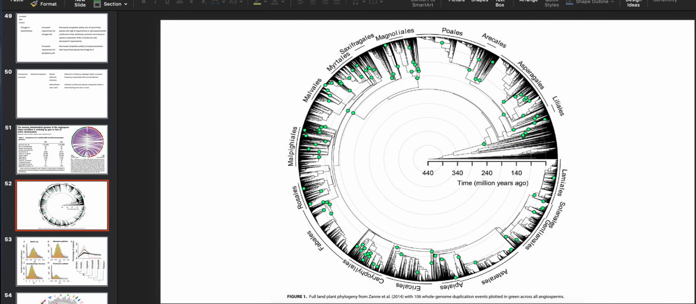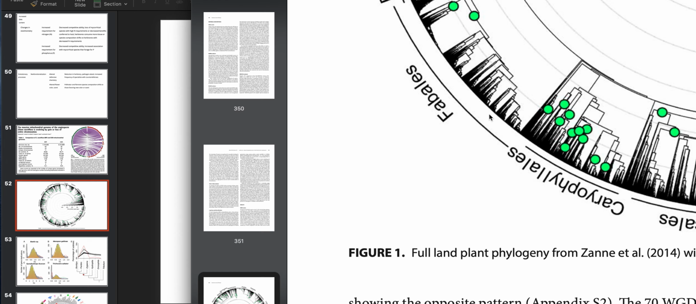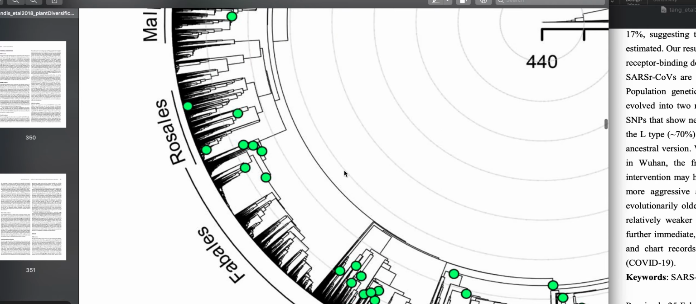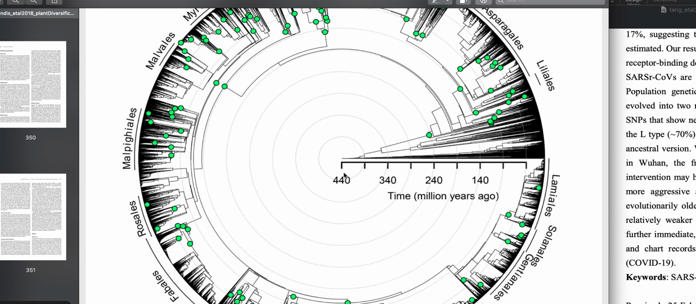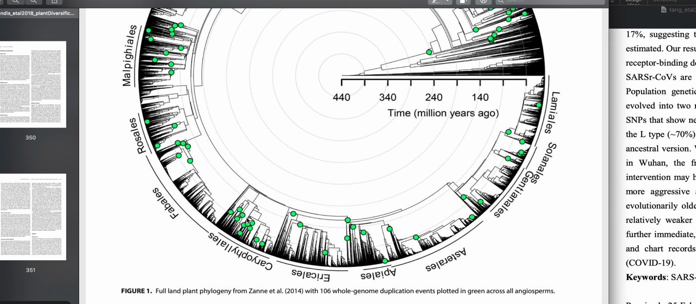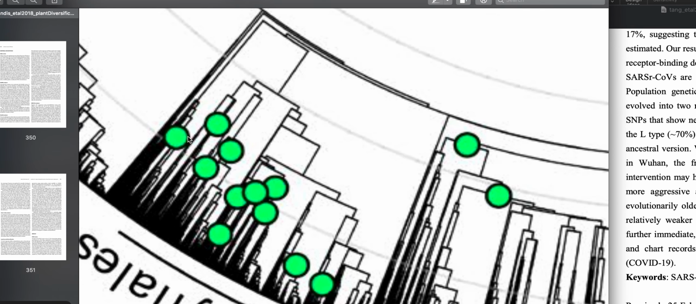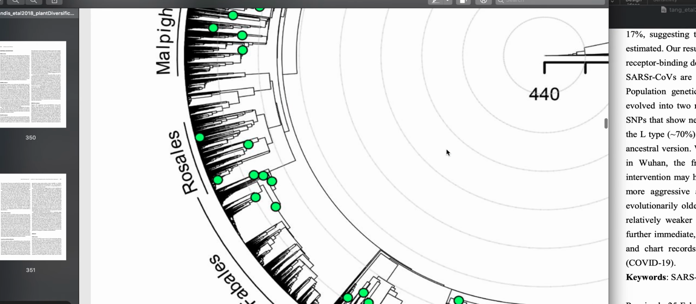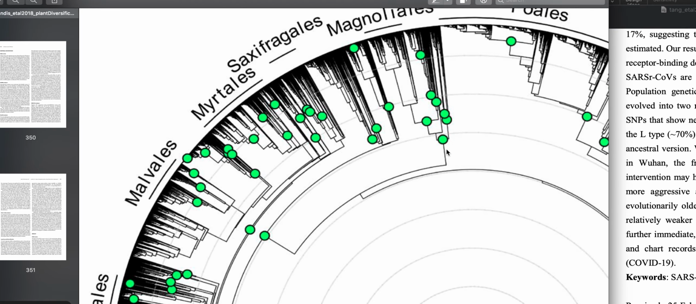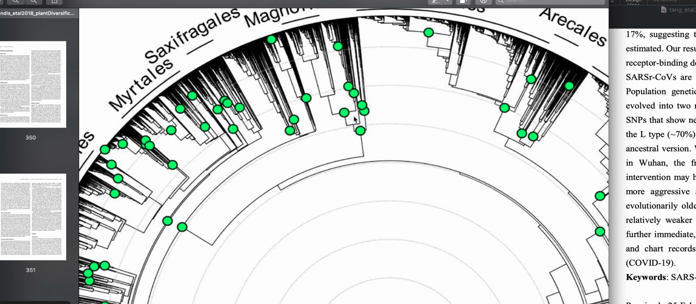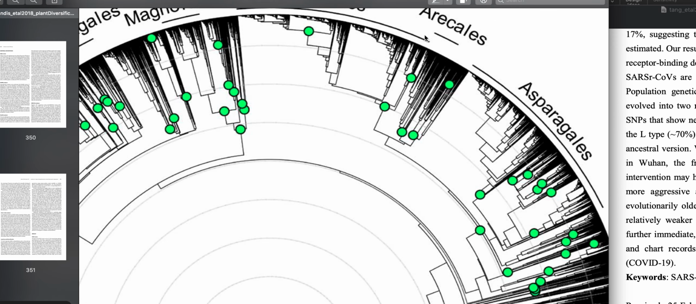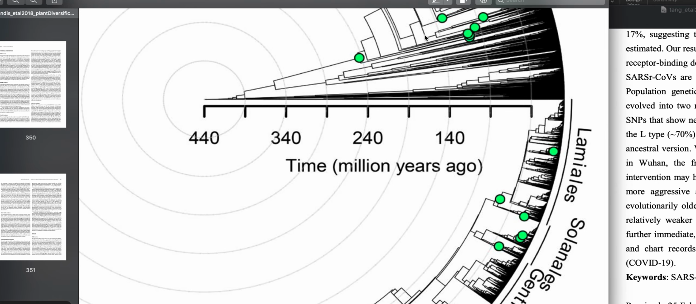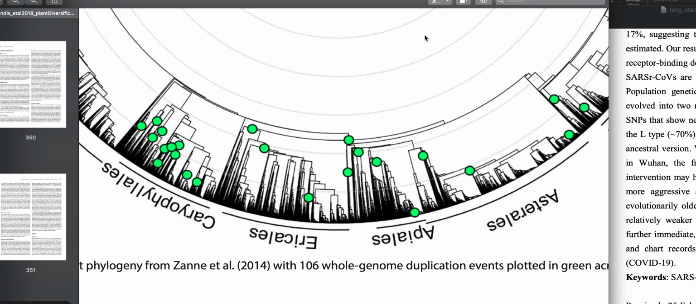So you probably are aware of whole genome duplication events in the context of angiosperms. This is just a bigger version of that. So this phylogeny is attempting to show all of the times that whole genome duplication events are thought to have occurred in the history of angiosperms. So you can see that in different lineages, there's differing numbers of these little green dots, and each green dot is an inferred whole genome duplication event. So you can see they're really popping up all over the place in plants.